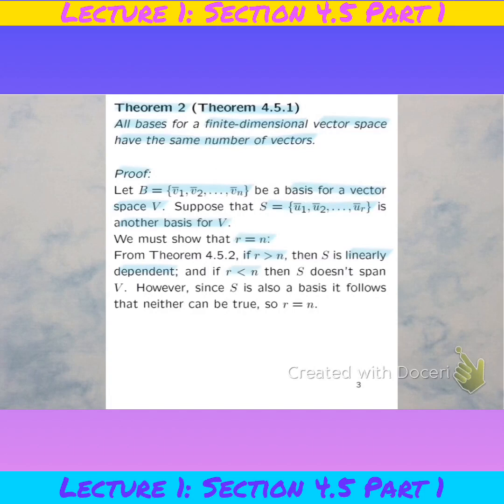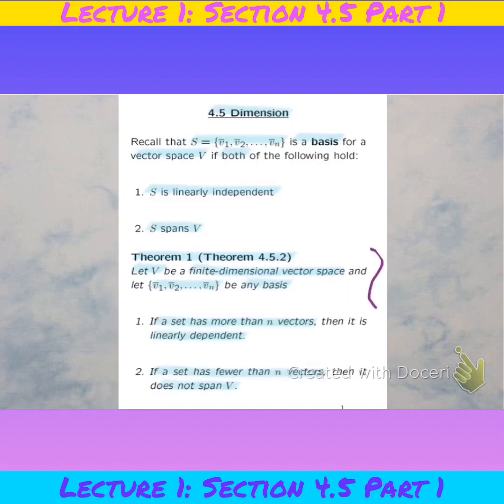Also, the other way around, if S has got fewer vectors than B, then S can definitely not span V. Well, that's going to contradict the fact that S is a basis, because a basis has to span V and it has to be linearly independent. So that's literally going to force the number of vectors in S to be the same as the number of vectors in B. Okay, so that's a very simple application of this theorem.